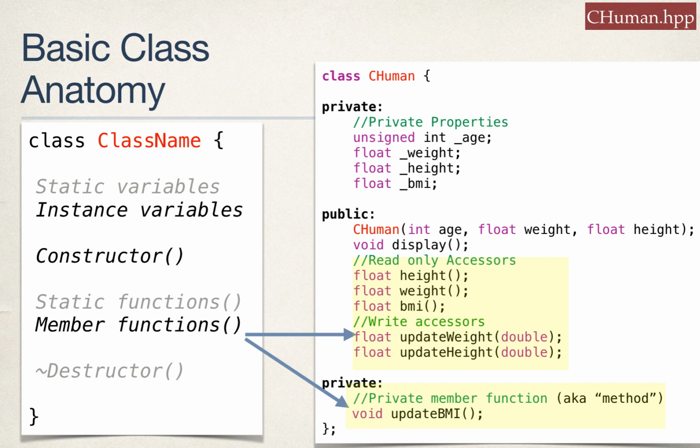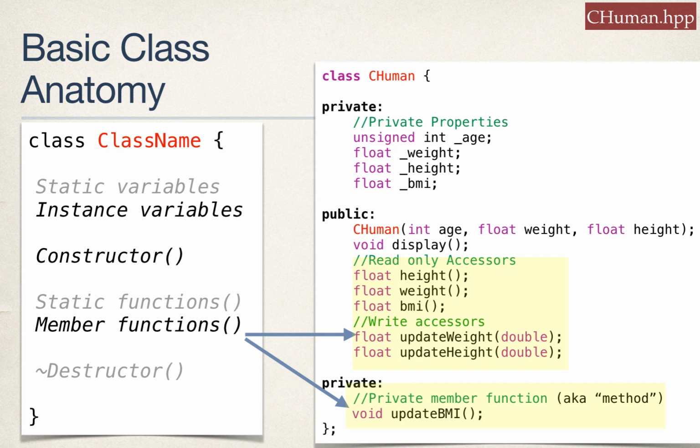What do we mean by inside the class? So far here we've got no code. We've just declared a class. We've described what it's like. We've declared some variables, and we've declared some functions. We're saying, hey, there's a function called height that returns a float. And look, there's a function called update weight that takes a double and returns a float. So where's the code?